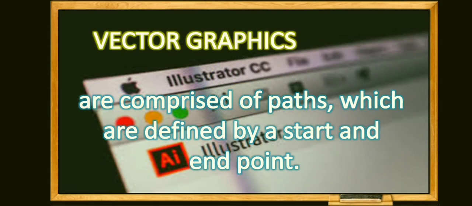vector graphics are comprised of paths which are defined by a start and end point. Why? Because it's defined by the start and the end point along with other points, curves, and angles along the way. A path can be a line, a square, a triangle, or a curvy shape. These paths can be used to create simple drawings or complex diagrams.